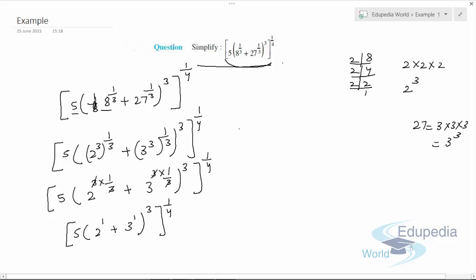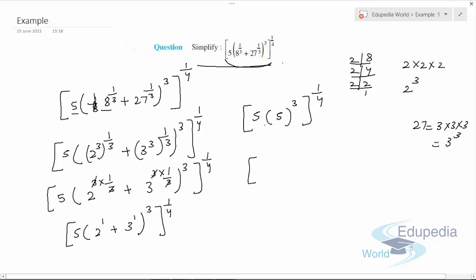Now this further can be simplified as bracket 5 into, now 2 raised to power 1 is 2 and 3 raised to power 1 is 3. So 2 plus 3 equals 5. So it will become 5 raised to power 3, bracket close raised to power 1 by 4.